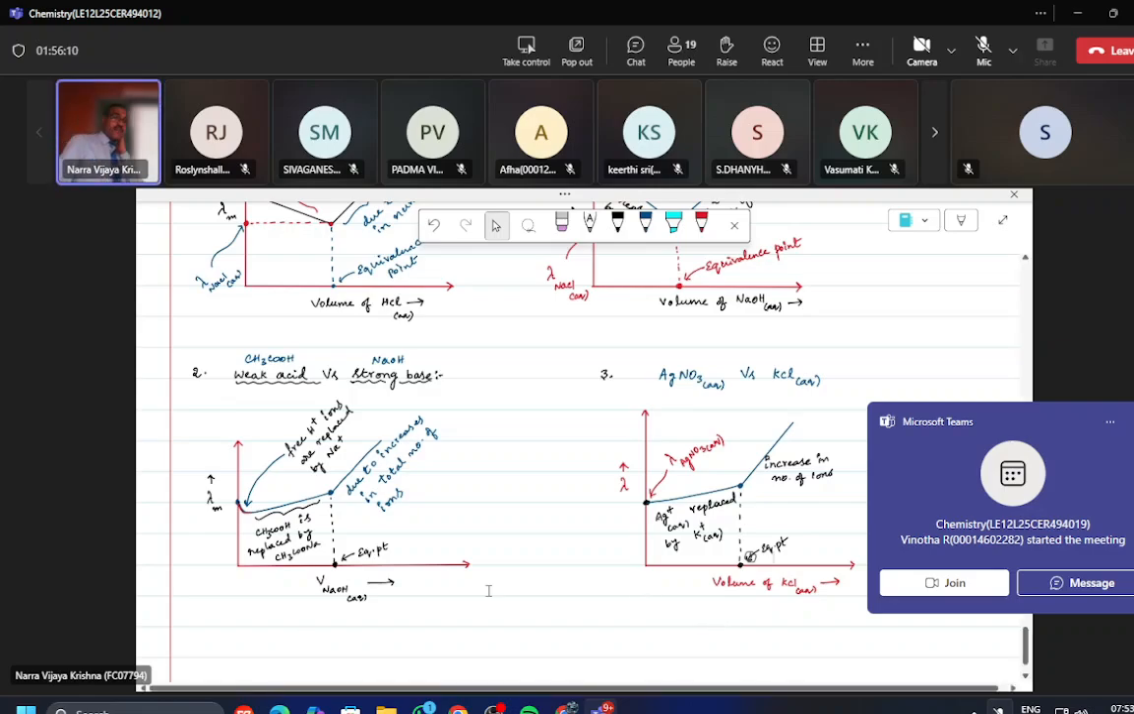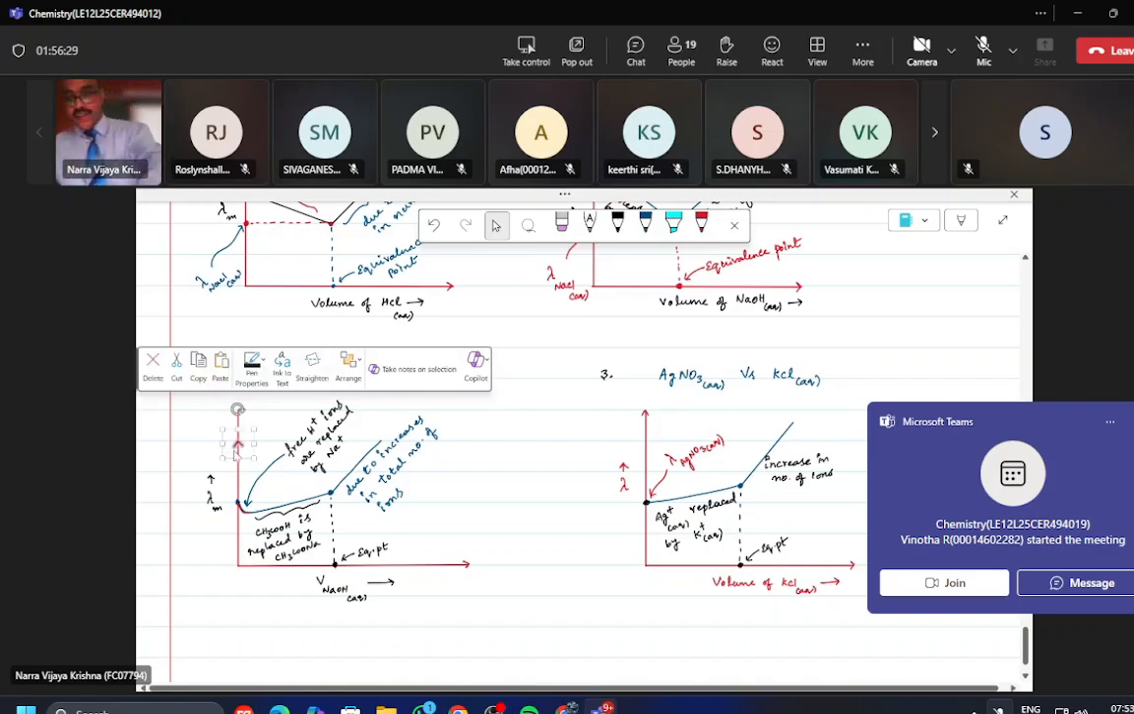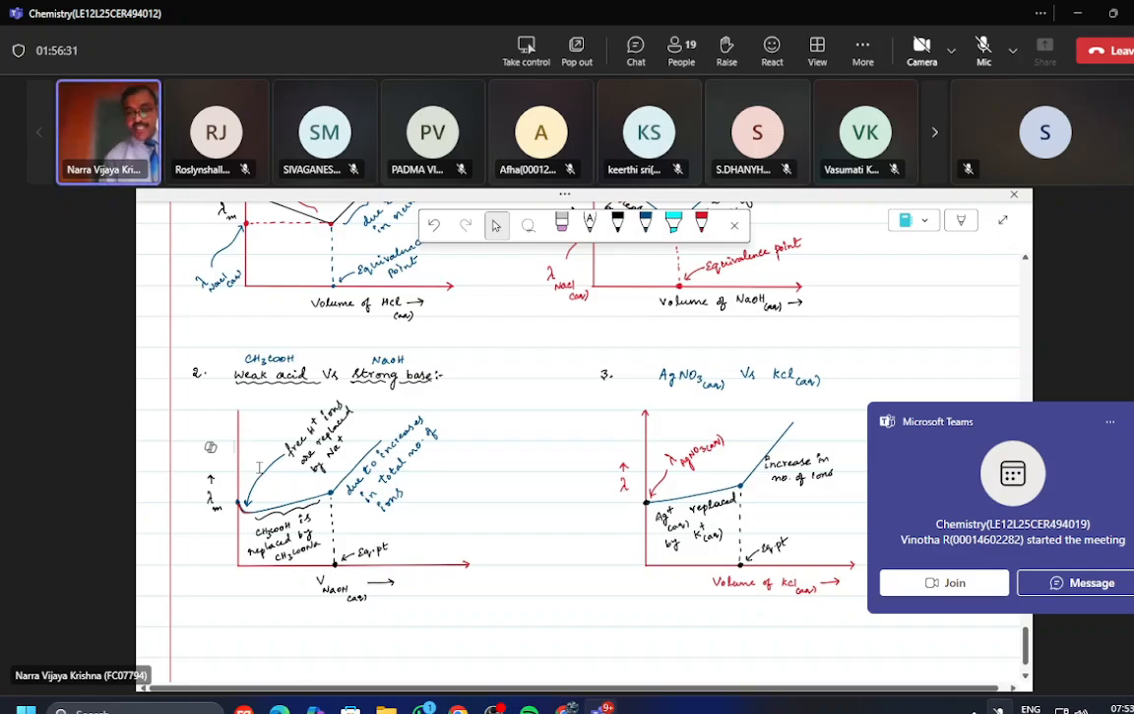Now open your target booklets. KCl versus AgNO3, yeah? They might have given an almost straight line, but actually it has to increase a little, right?